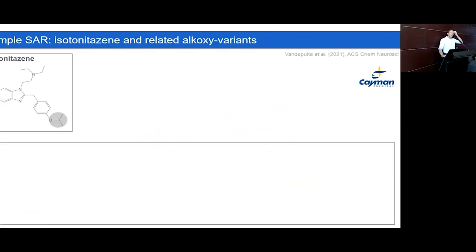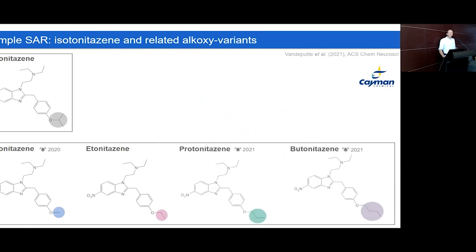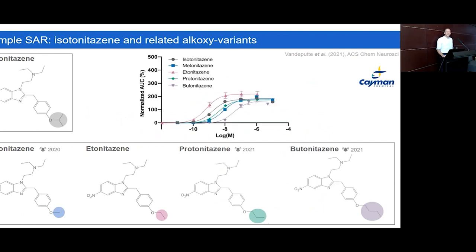Just one example, isotonitazene, its name comes from the isopropyl group, which is over here. There's also metonitazene, which has a methoxy group, etonitazene, ethoxy, protonitazene and butonitazene, propyl and butyl group. And so then if you do structure activity relationship determination, you can see that the sweet spot is actually here, the ethyl group, because this is the etonitazene, which is most to the left and the highest one. Isotonitazene is still quite active, but for instance, butonitazene, which has here this longer butyl tail, has a lower activity. So like that, we can really see which compounds are probably most harmful.